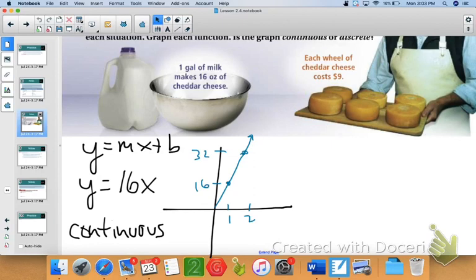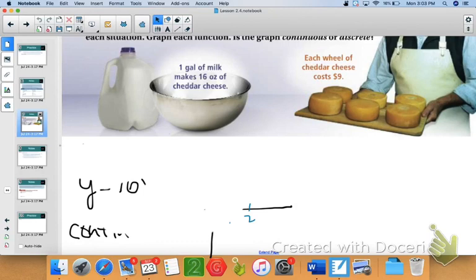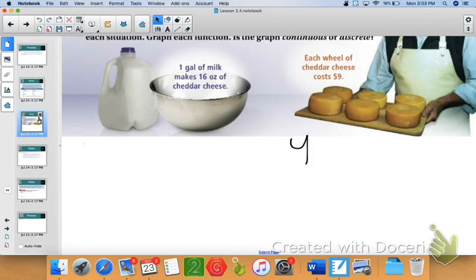Okay, when you're doing cost, like this next one, it says each cheddar will cost $9. So, is this continuous or discrete? If you think about the equation here, it goes up the same amount each time, so it's just going to be y equals 9x, because $9 per wheel is your slope. Your y-intercept is going to be 0. If you buy 0 wheels of cheese, you're going to pay $0. So, y equals 9x.